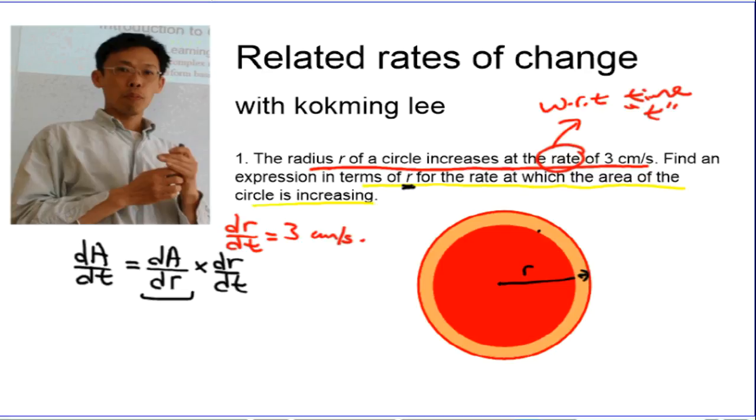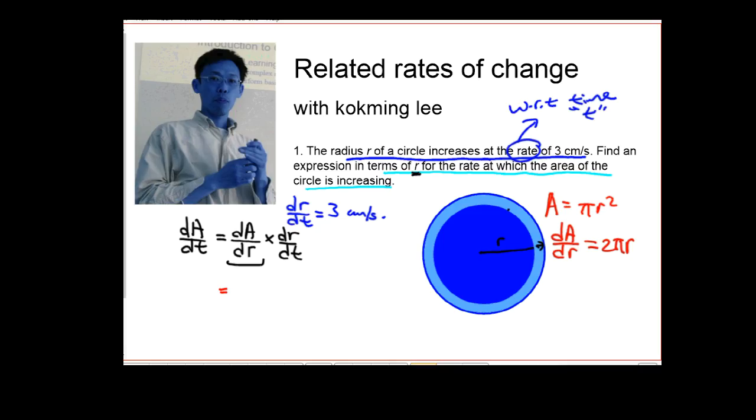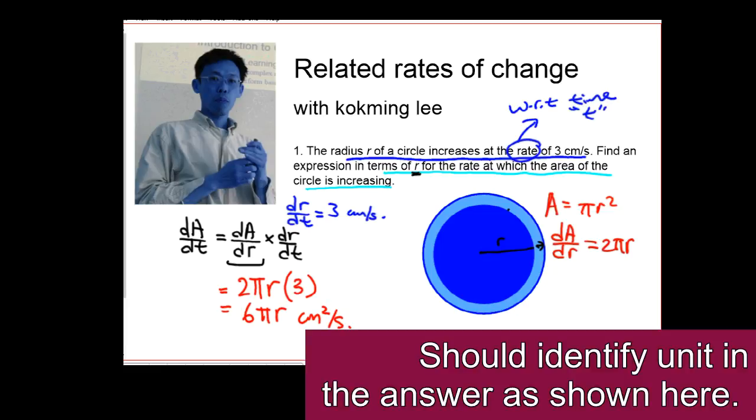Luckily, this is not very difficult because this is a circle, and I know that the area of a circle is pi r squared. Therefore, dA/dr, that is the derivative of area with respect to r, is 2 pi r. So dA/dt is 2 pi r times dr/dt. In this case dr/dt is given as 3, so the answer is 6 pi r, in centimeters squared per second.